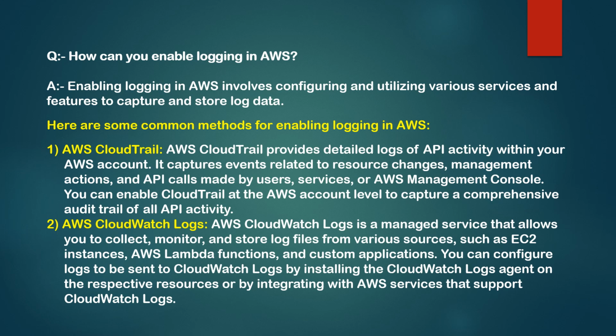Number 2. AWS CloudWatch Logs. AWS CloudWatch Logs is a managed service that allows you to collect, monitor, and store log files from various sources such as EC2 instances, Lambda functions, and custom applications. You can configure logs to be sent to CloudWatch Logs by installing the CloudWatch Logs agent on the respective resources or by integrating with AWS services that support CloudWatch Logs.